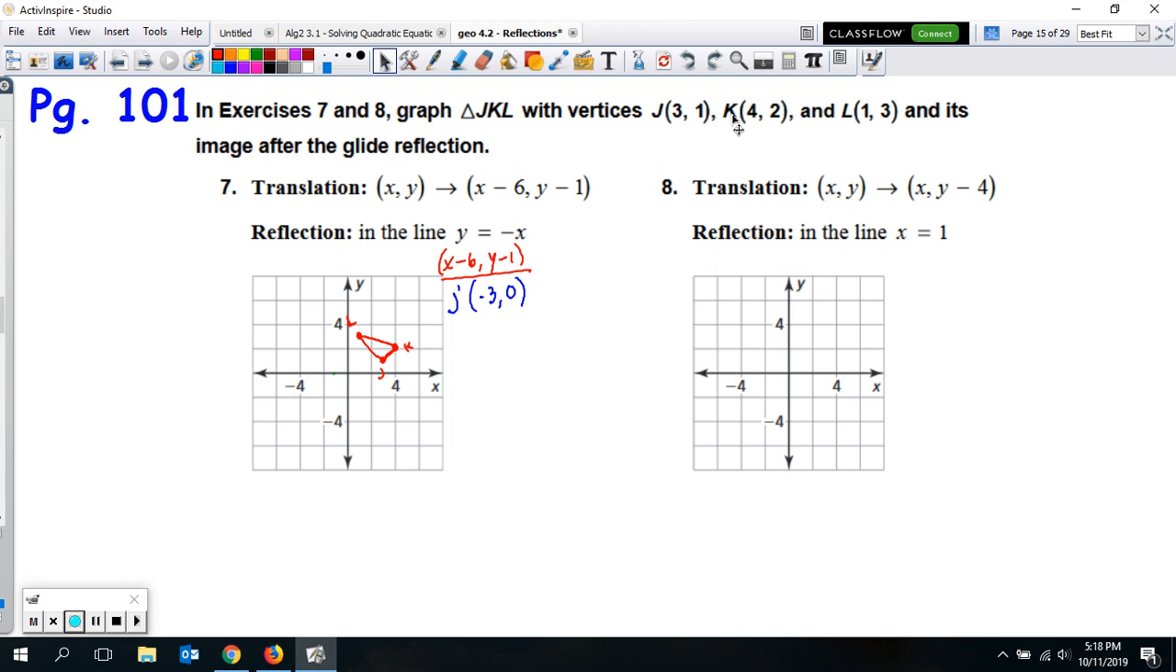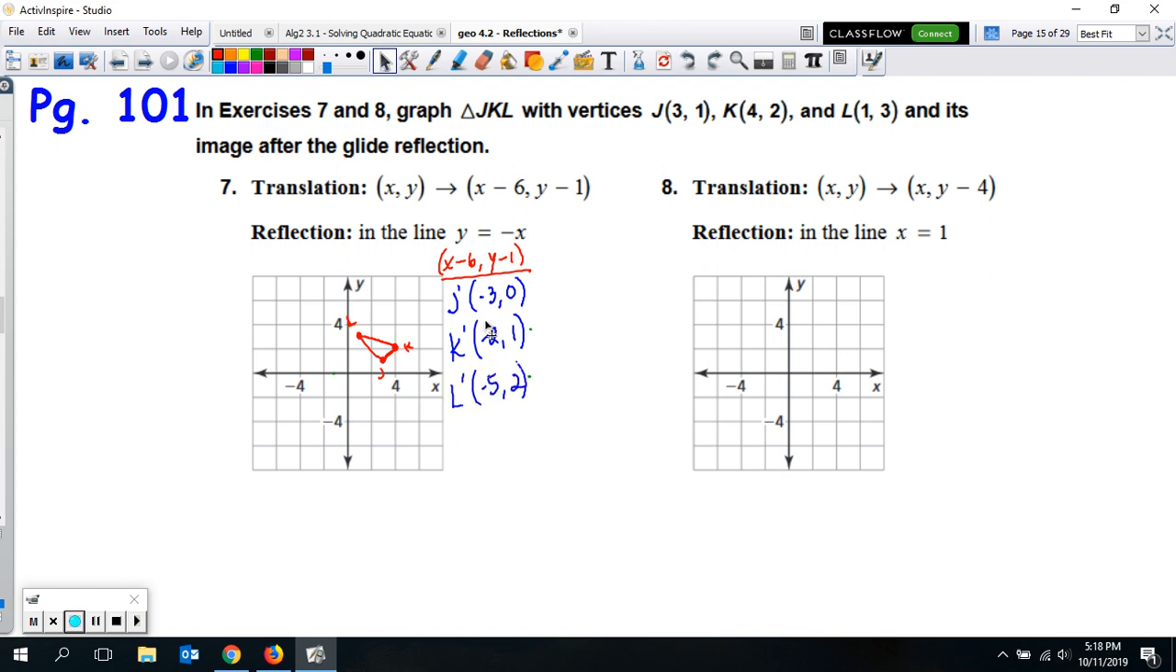Letter K, so for K prime, we're going to be putting in 4 and 2 in here. So 4 minus 6, that's going to be negative 2. And 2 minus 1 is going to be positive 1. So negative 2, comma 1 for K prime. And then for L prime, we're going to see 1 and 3. So 1 minus 6 is negative 5. And 3 minus 1 is 2. So negative 5, 2 for L prime.